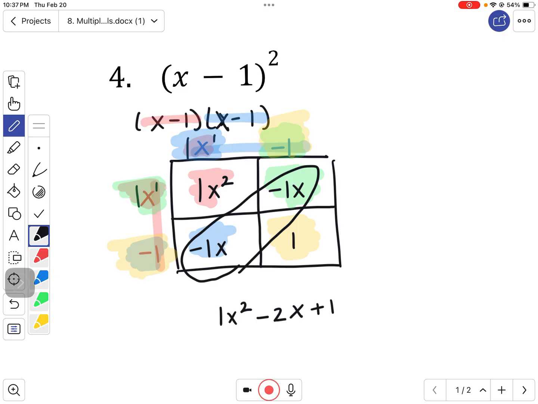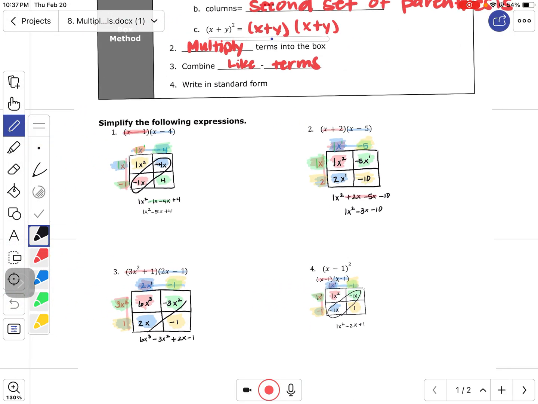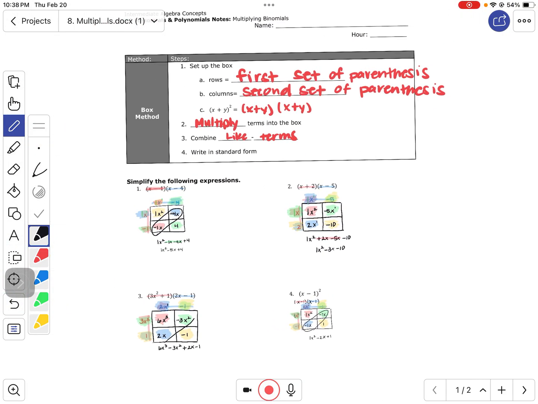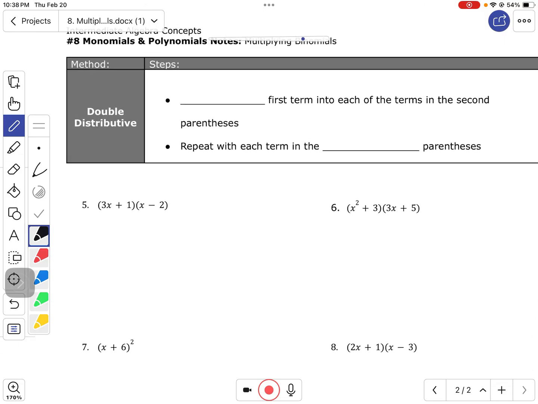Okay, let's move to the back. I'm going to show you another way. So the box way, like we just did, is one way that you can do that. This is called the box method. There's another method called double distribution. So I'm going to show you. On your homework today, you can choose any way. Let me just check that. Yes, you get to choose how you want to solve these. So you can do the box way if you really like that way, but I'm going to show you another way right now. This is called double distribution.